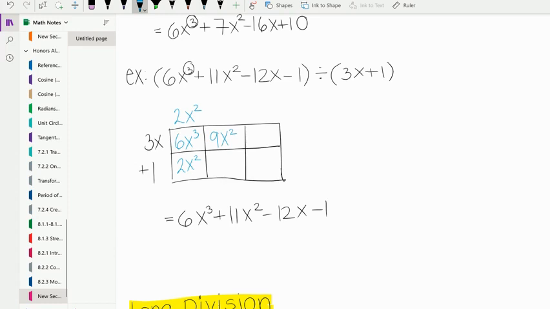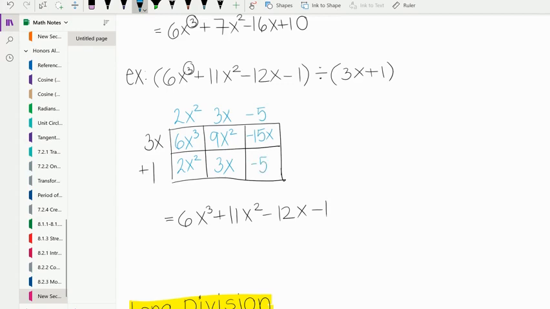So then 3x times what is 9x squared? That would be 3x. 3x times 1 is 3x. And we know that it has to be negative 12x. So 3x plus what would give us negative 12x? That would be negative 15x. So then 3x times negative 5 would give me negative 15x. And negative 5 times 1 would be negative 5.